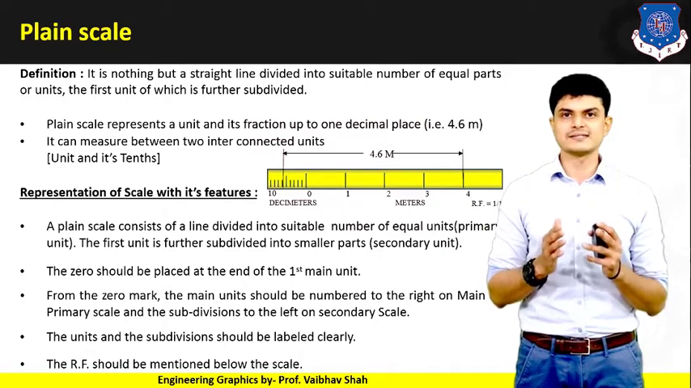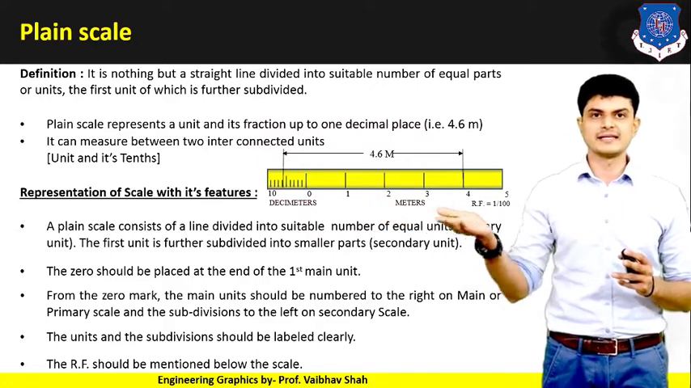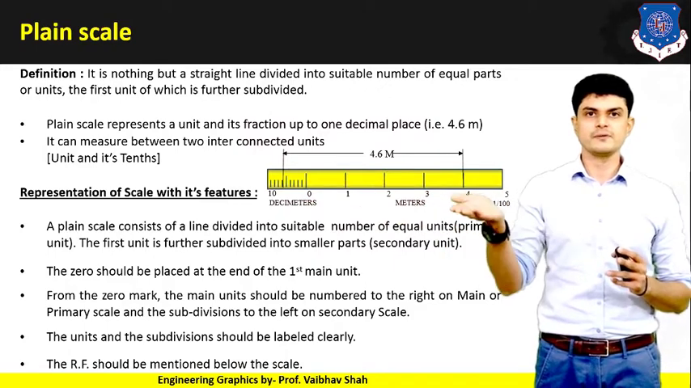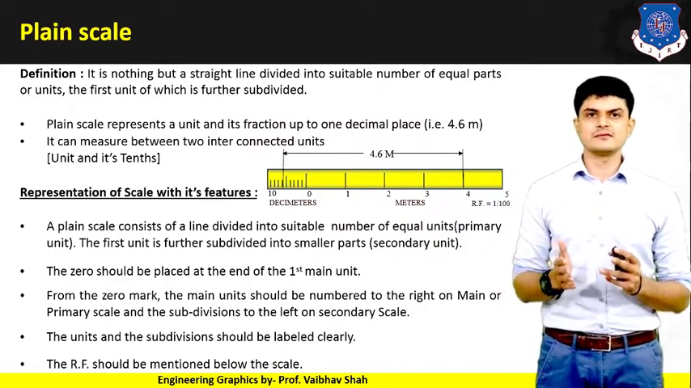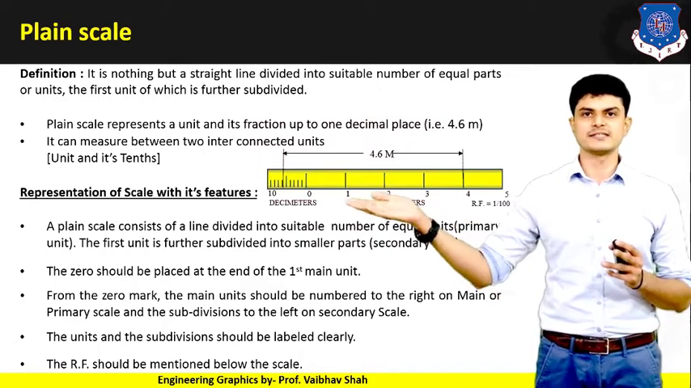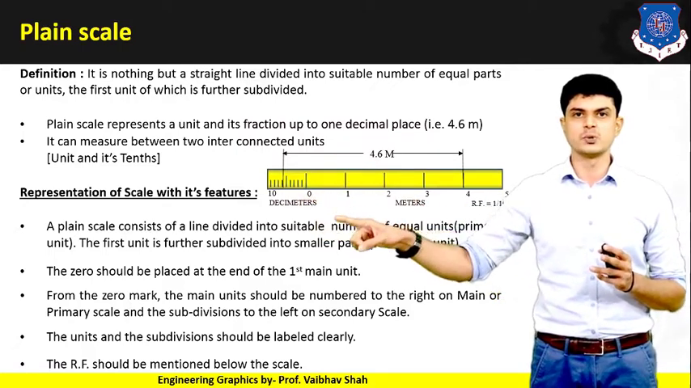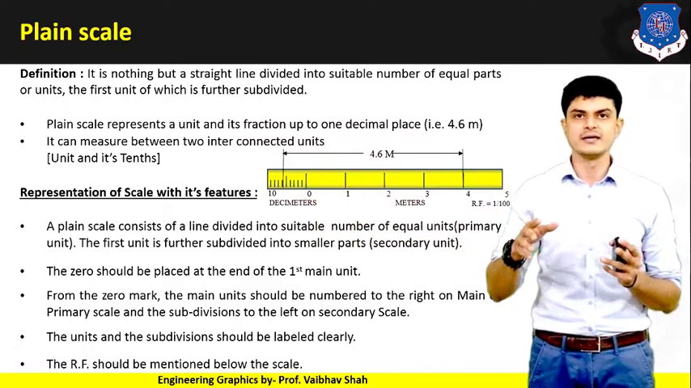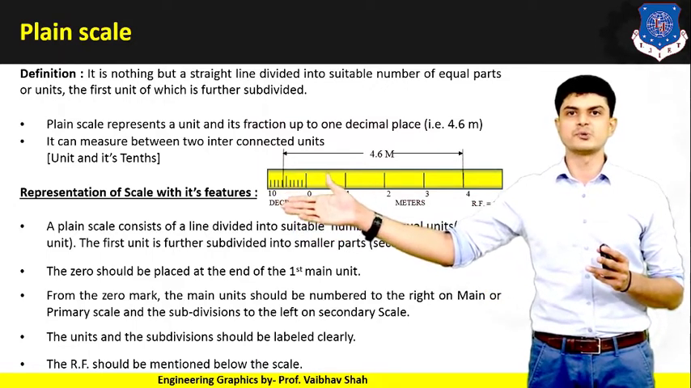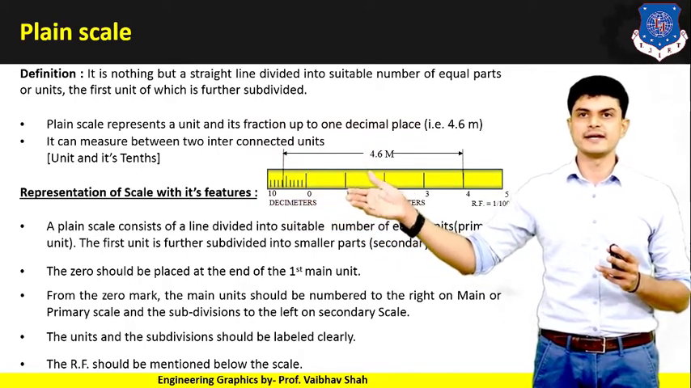So now let us understand the scale definition by this diagram. This is nothing but a straight line, as you can see. Let us understand this concept by this diagram here. It is a straight line divided into suitable number of equal divisions 0, 1, 2, 3, 4, 5. The first division of which is further subdivided is known as your scale.